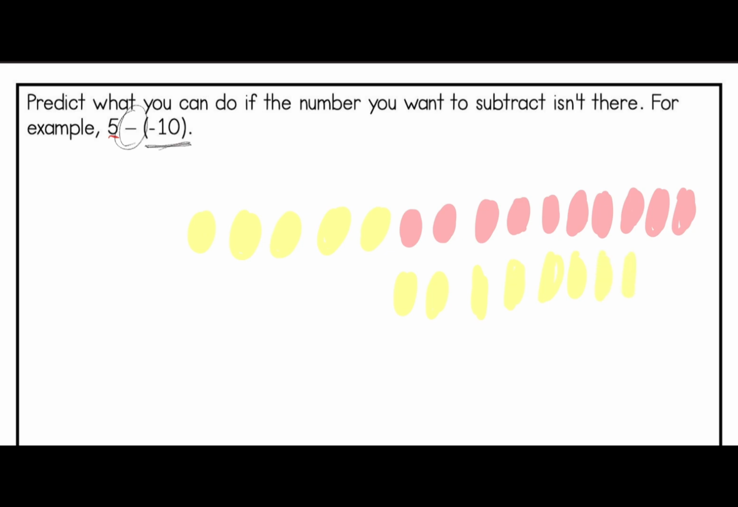Okay, so as soon as I get the 10, now I can take away. Now I have a whole bunch of 0 pairs. So now I can go in and I can take away negative 10.